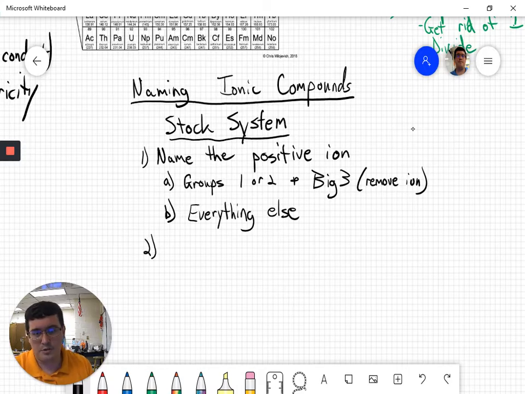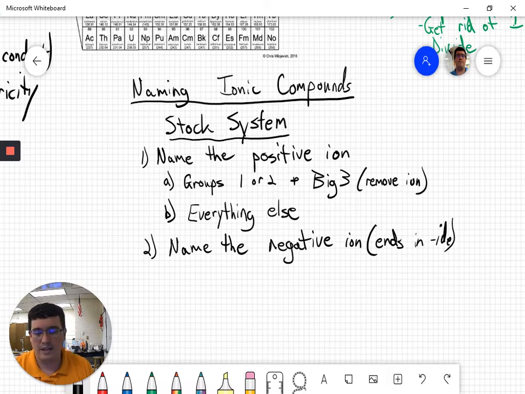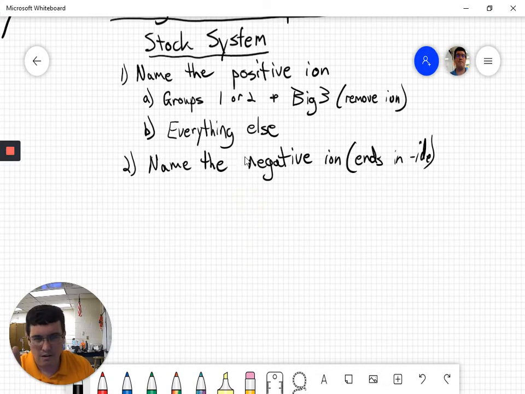Part 2, guess what part 2 is? If part 1 is naming the positive ion, part 2 is name the negative ion. And don't forget that it ends in IDE, and you're already familiar with this concept, right? Like all compounds pretty well end in IDE. Carbon dioxide, sodium chloride. And it's always because the negative ion is always given second. All right, so the trick here is going to be that part B, and that's where things get a little bit complicated.